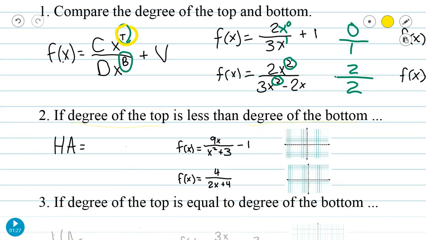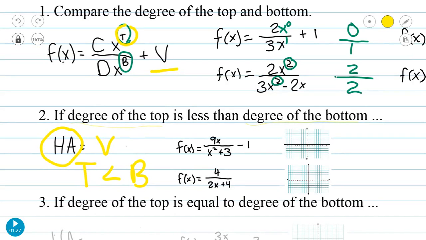T is the degree of the top. In this case, T is less than B. That means that the horizontal asymptote itself is equivalent to my vertical shift value of V. So I'll show you how this works with these two examples.